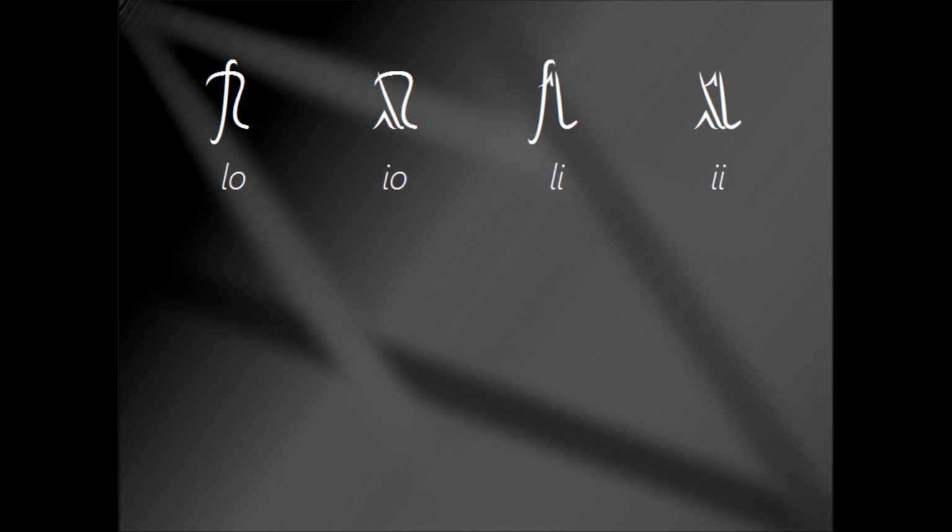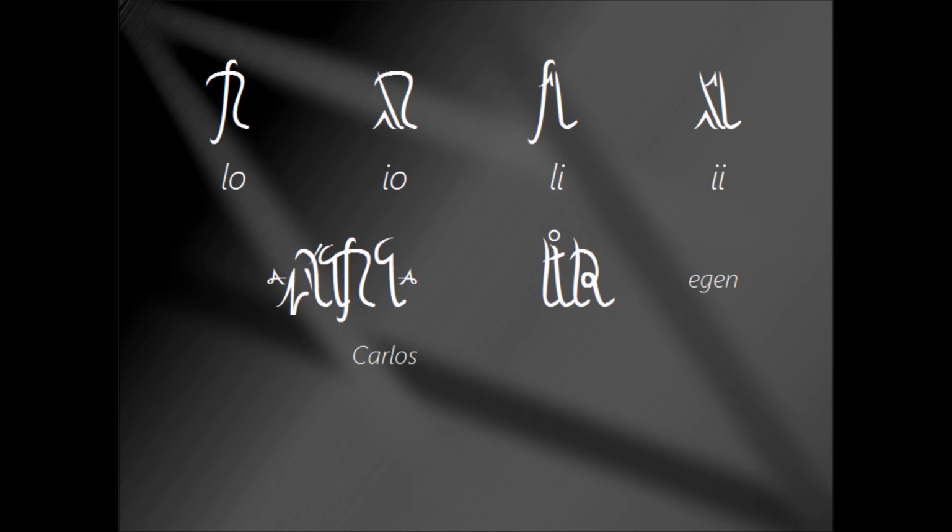Let's set up an example with a given name, for example, Carlos, and a noun that describes an action, for example, "egen", visual communication. "Ig" means language or communication, and "en" means everything related to vision and sight. So "egen" is everything related to reading and writing.